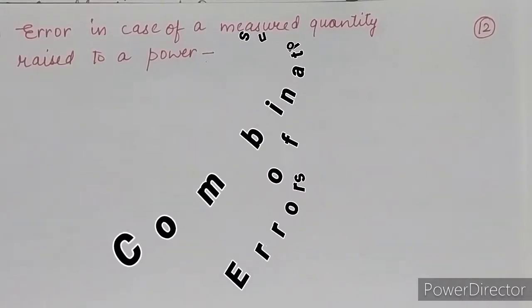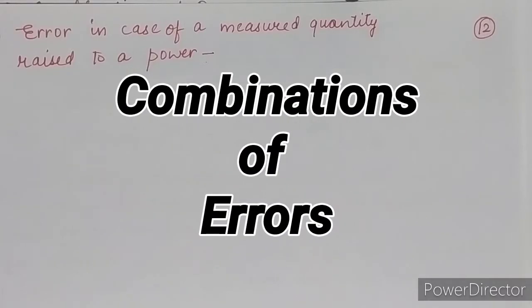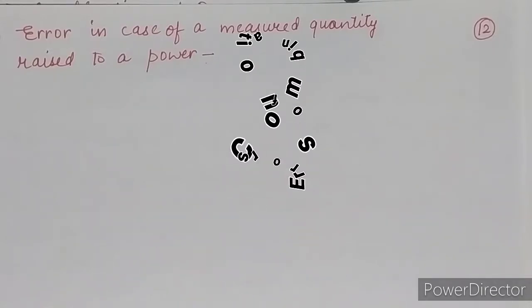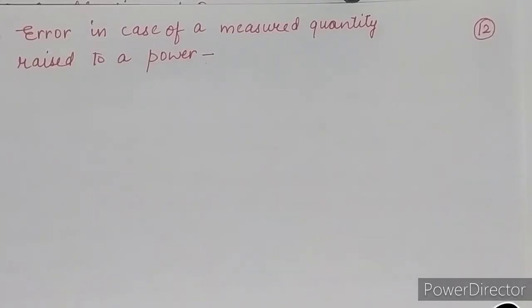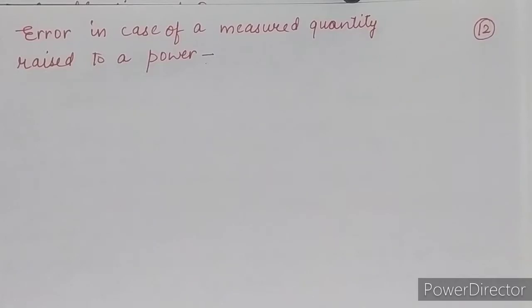In yesterday's lecture we started a new topic, the combination of errors. In that, there are five types of combinations that we discussed: first is the error of a sum, second is the error of a difference, third is the error of a product, fourth is the error of a quotient, and the fifth one is the error in the case of a measured quantity raised to a power.